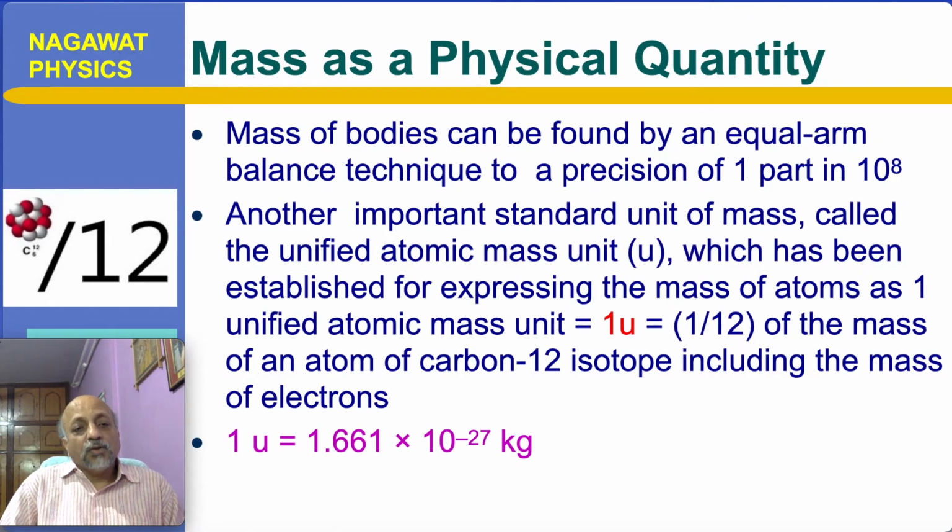So one atomic mass unit in comparison to the SI unit kilogram turns out to be 1.661 times 10 raised to the power minus 27 kg. So this conversion factor we can make use of. And if the value of mass you measure becomes much smaller, then you can express it in atomic mass units rather than kilograms, so that the number will be easier to understand.